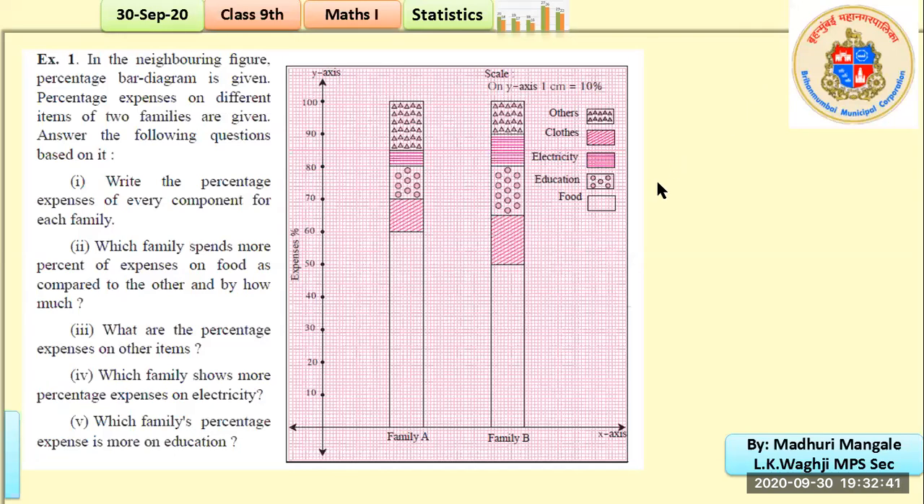Now we look at a different type of problem, which is again on graph reading. So the question says, in the neighboring figure, percentage bar diagram is given. Percentage expenses on different items of two families are given. Answer the following questions based on it. We are asked to write the percentage expenses of every component for each family. And then there are certain questions which we need to answer. So let's begin with writing the percentage expenses for every component.